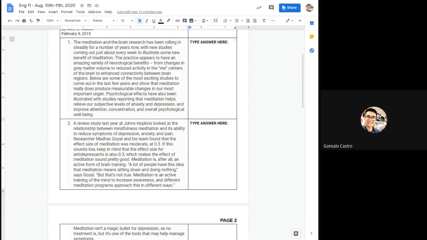Psychological effects have also been illustrated with studies reporting that meditation helps relieve our subjective levels of anxiety and depression and improve attention, concentration, and overall psychological well-being.